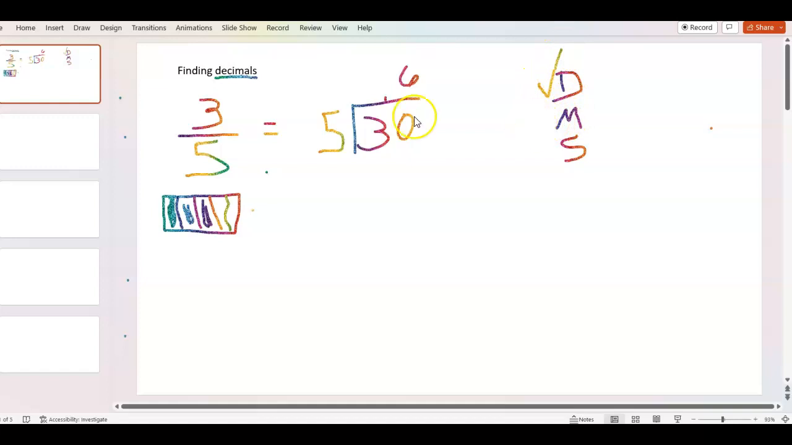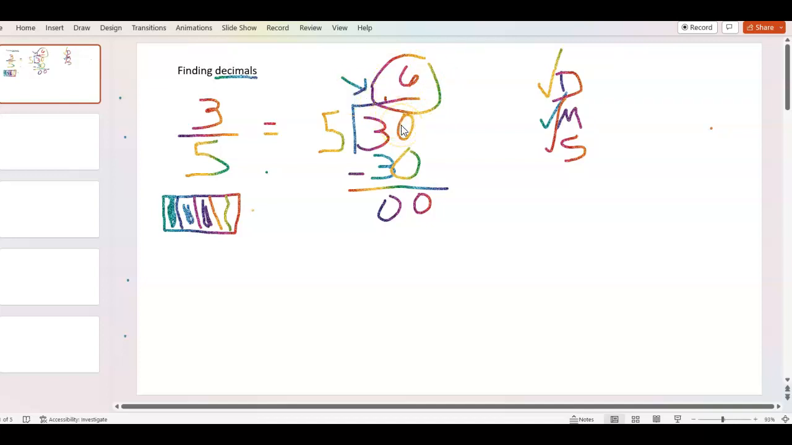Now we're going to multiply. 5 times 6 is 30. So now we're going to put that under this one. So we multiplied. Now we're going to subtract. 30 minus 30 is 0. 0 minus 0 is 0, and 3 minus 3 is 0. All right, so we subtracted, and our answer is 0.6. You have to have that point in there whenever you add the 0.